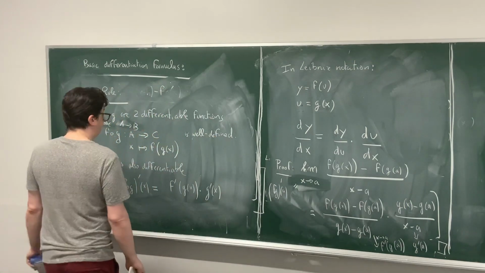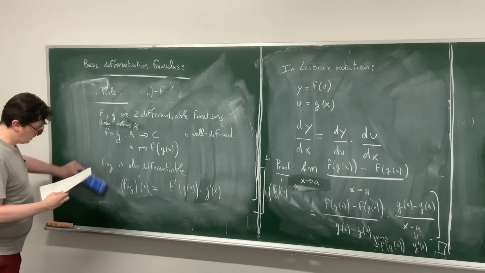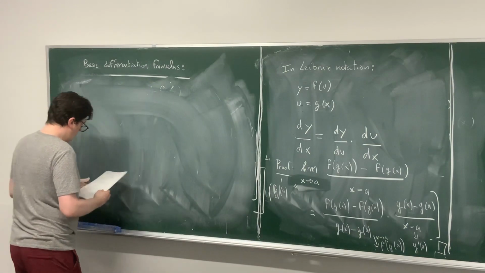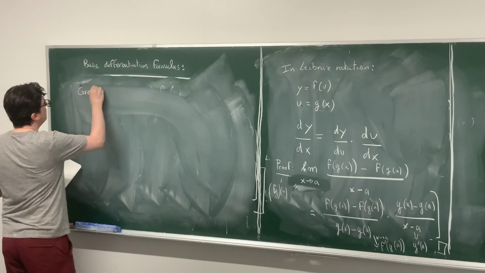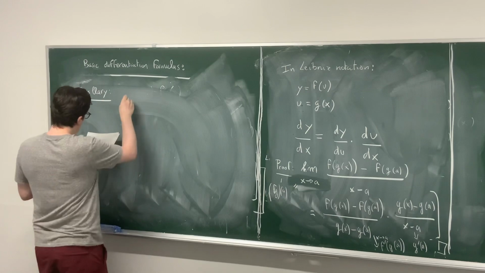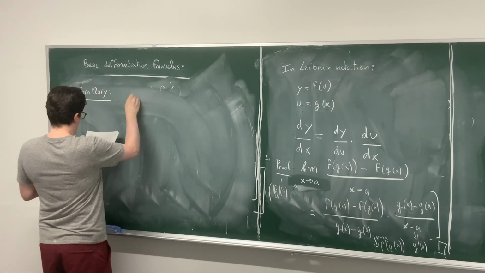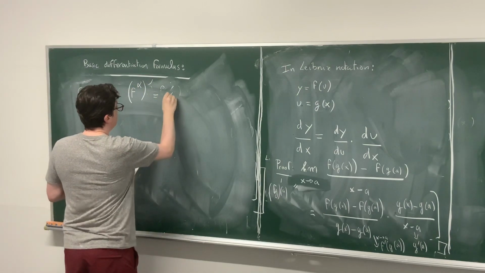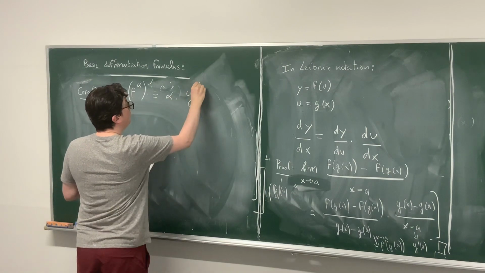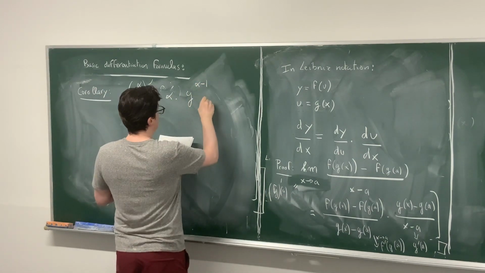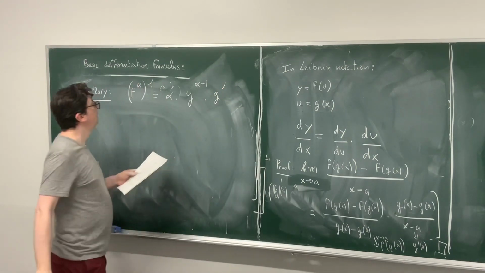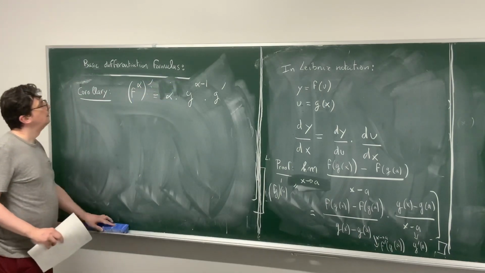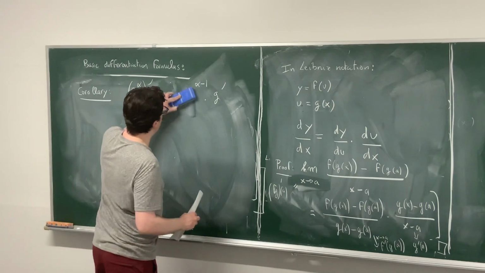If I apply this chain rule many times, I can conclude, for example, as a small corollary, that if I differentiate f to the power alpha, it will be equal to alpha f to the alpha minus 1 times f prime. Oh sorry, not g but f.